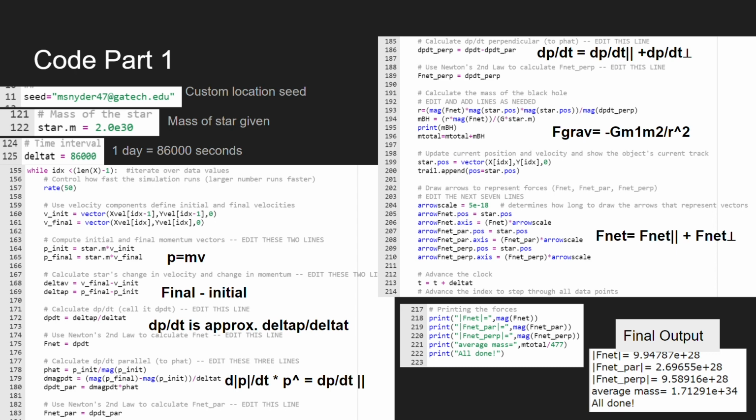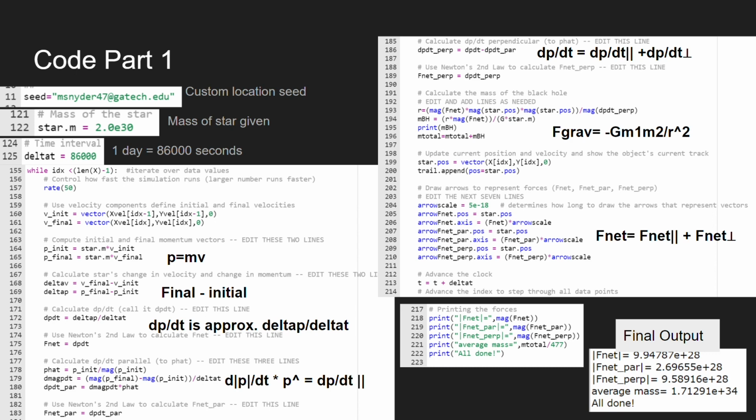This first small chunk of code calculates the initial and final momentum using the definition of momentum, mass times velocity. The second chunk of code finds delta v and delta p using final minus initial. Line 172 approximates dp/dt to be delta p over delta t. And we know that dp/dt is equal to F net from Newton's second law. dp/dt parallel is then determined using the formula d magnitude of p over dt times p hat equals delta p over delta t parallel.